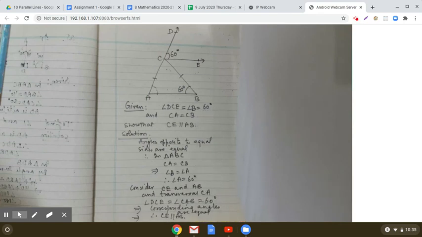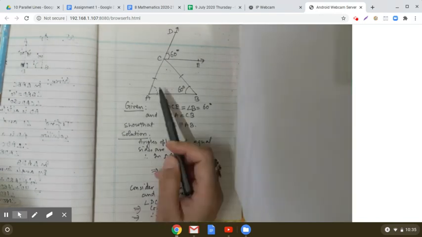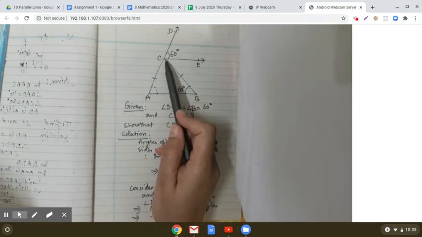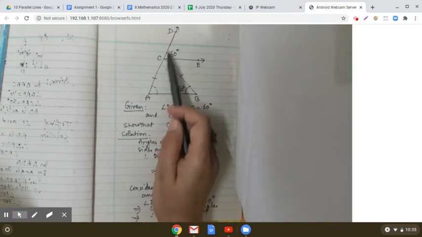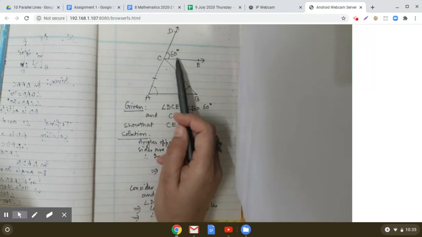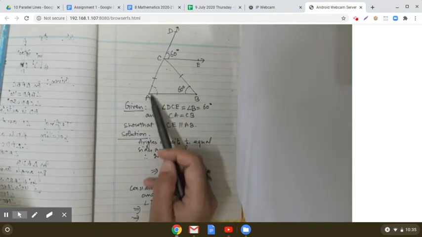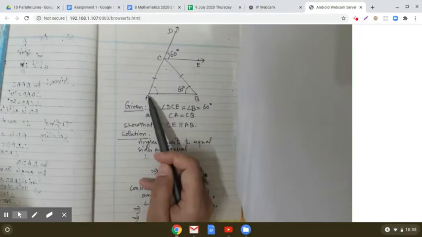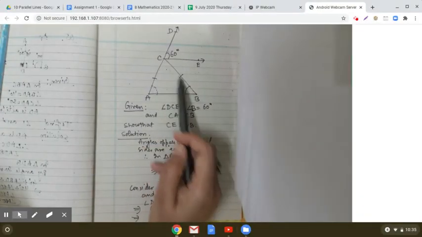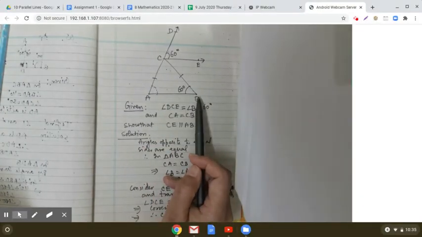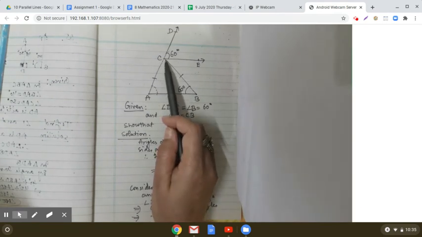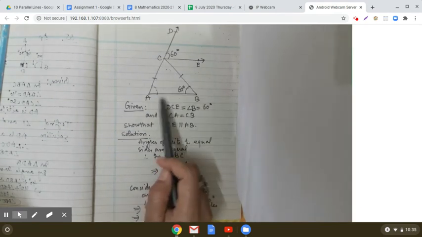Dear students, let us discuss this interesting question from the chapter Parallel Lines. As you can see in this figure, we have a triangle ABC, and here angle DCE is given to be 60 degrees, and angle B also is given to be 60 degrees, and it is given that side CA of triangle ABC is equal to side CB. And we have to prove that CE is parallel to AB.